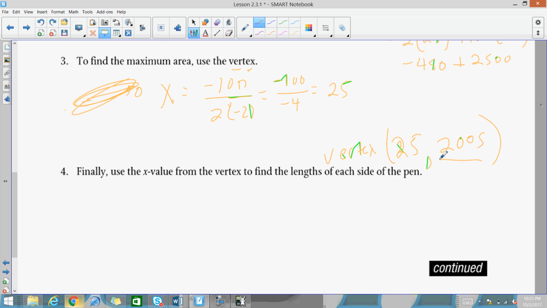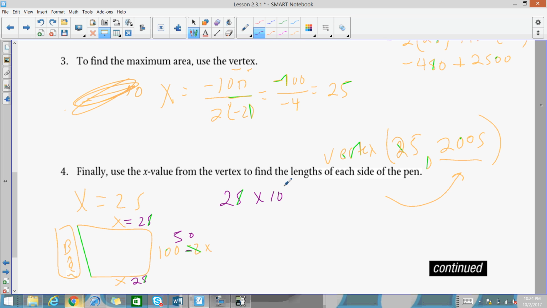Here's the deal. Use the x value from the vertex to find the length of the pen. Boom, done. X equals 25. So our dimensions were the barn, then x, and 100 minus 2x. So when we do this, this is going to be 25, 25, and then 100 minus 2x is 50. So it's 25 by 50. Those are your dimensions, 25 by 50.